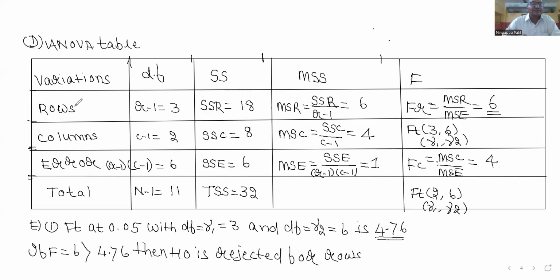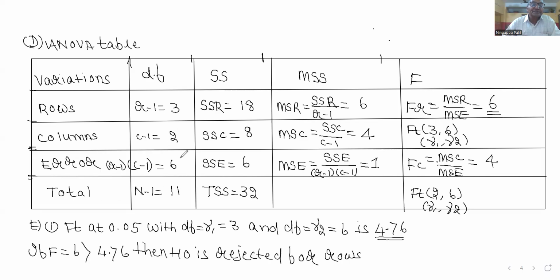Look here: variations, rows, columns, error, total. Degrees of freedom. For the row, R minus 1. And 4 rows are there, 4 minus 1, 3. You write. And columns, degrees of freedom, C minus 1. 3 columns are there, 3 minus 1, 2. Then error, R minus 1 into C minus 1. 3 into 2, 6, you write. And total is N minus 1. N is 12 minus 1, 11.